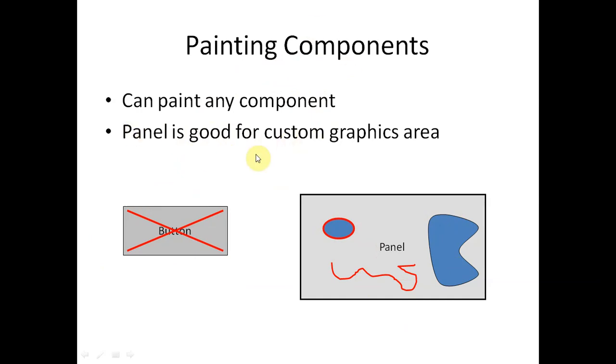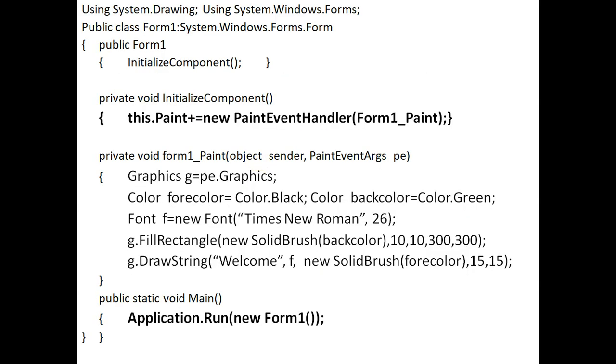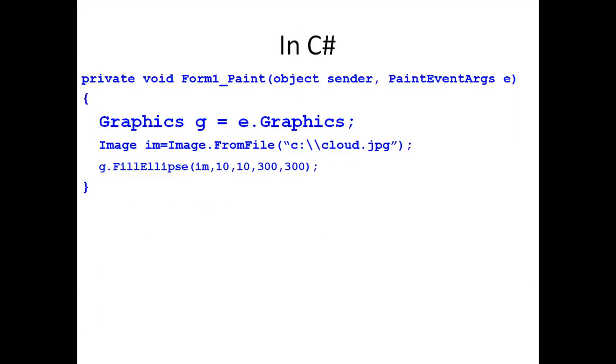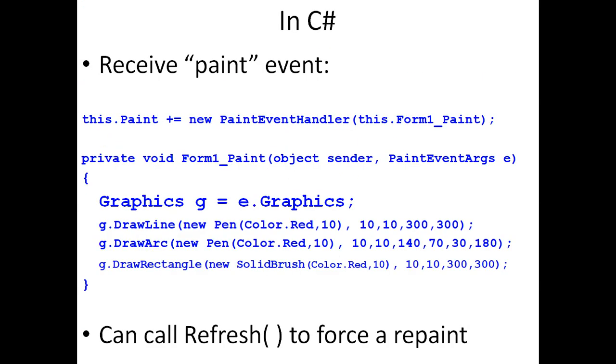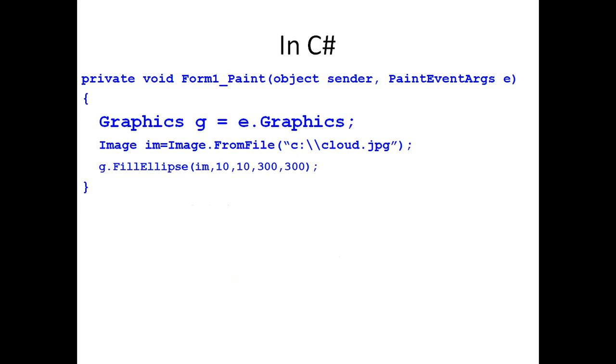These are the different painting components, and we have multiple functions as well. This is form_paint, and this is again form_paint in C#. Again you can see the same line, object sender and PaintEventArgs e, and Graphics g equals e.Graphics. In this program we are displaying an image file, cloud.jpg.